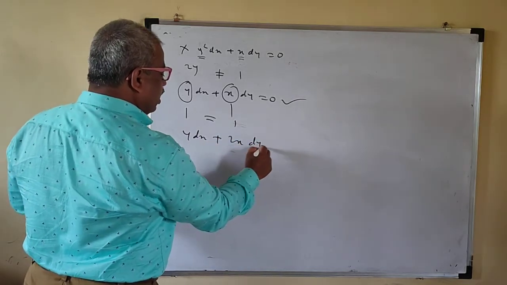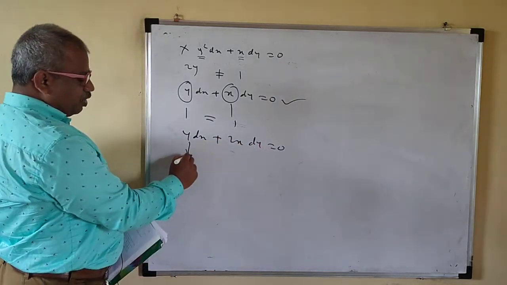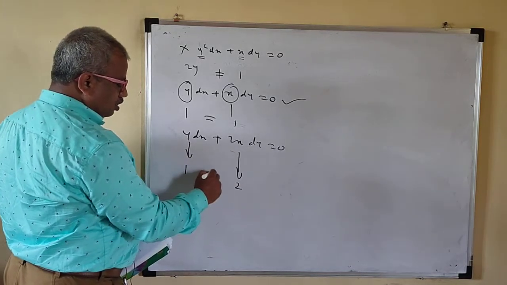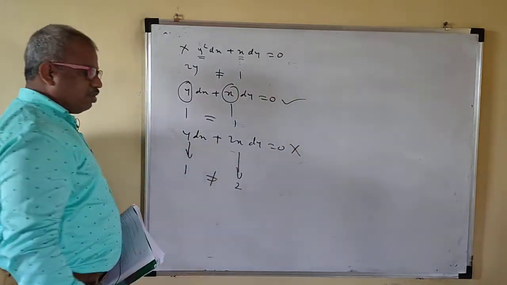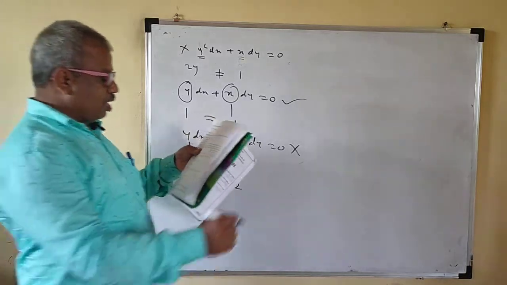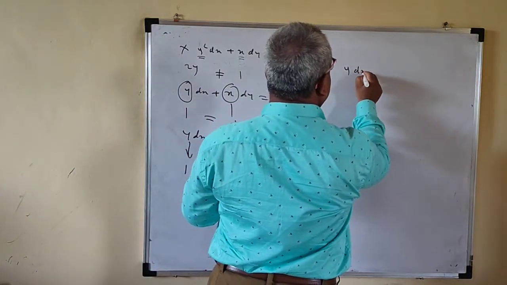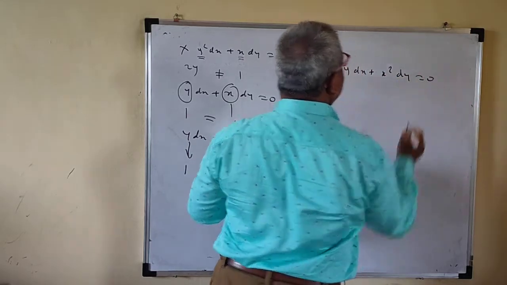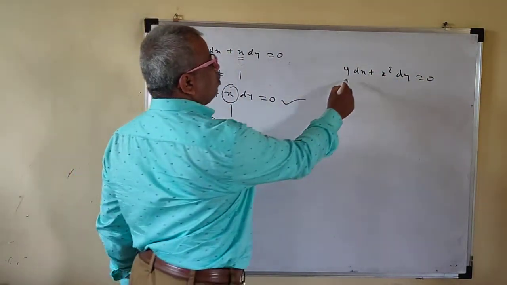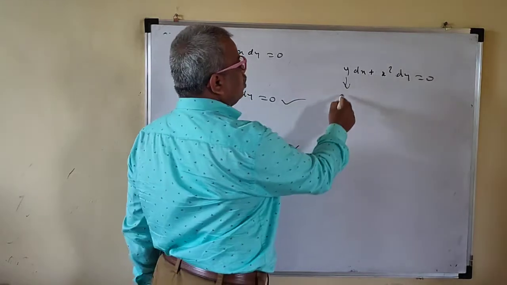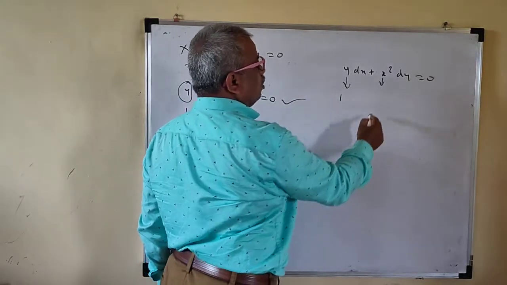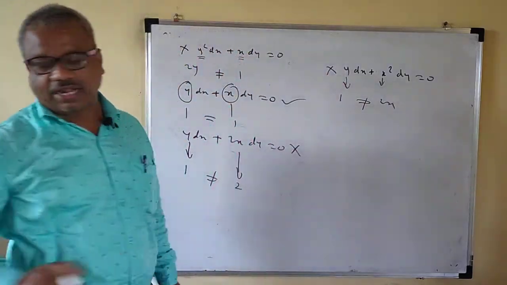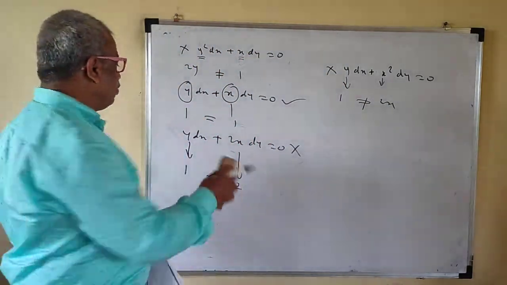So y dx plus twice x dy is equal to 0. Okay. So derivative with respect to y is 1. Derivative with respect to x is 2. So this is not equal. So this is not exact. Okay. So y dx plus x square dy is equal to 0. Y dx, you have to differentiate this with respect to y. So this is 1. You have to differentiate this with respect to x. This is twice x. These two are not the same. This is not exact. Okay.